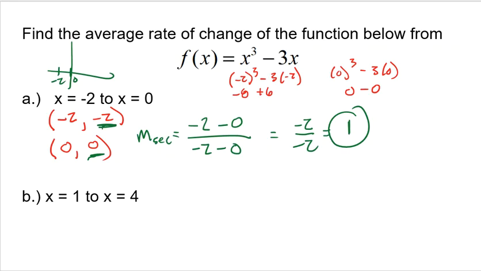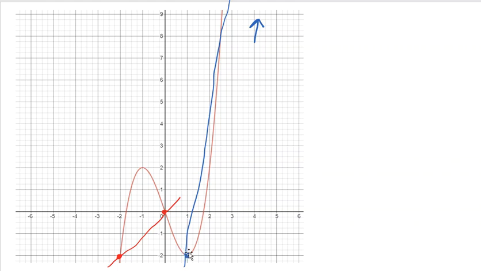So let's actually go ahead and do the work here. So again, I need the points. So what happens when x is 1? Well, again, go ahead and plug it in. 1 cubed minus 3 times 1. 1 cubed is 1. 3 times 1 is 3. 1 minus 3 is -2. That's the point we saw right down here at 1, -2.